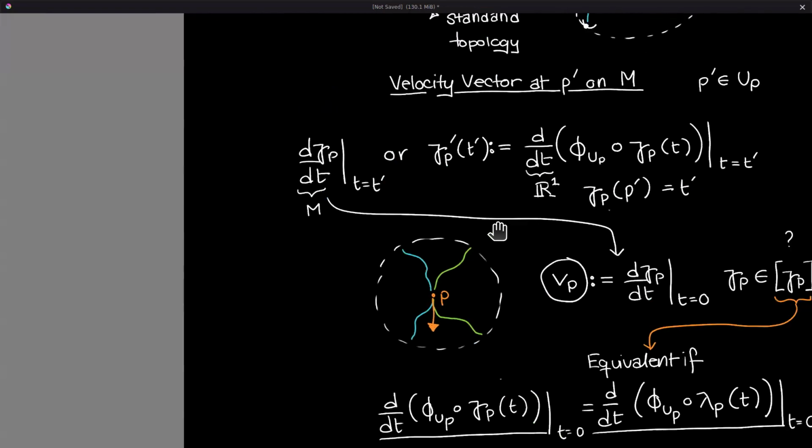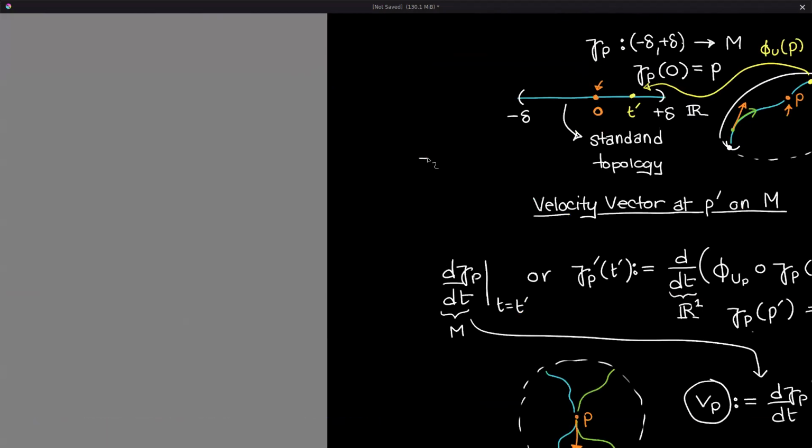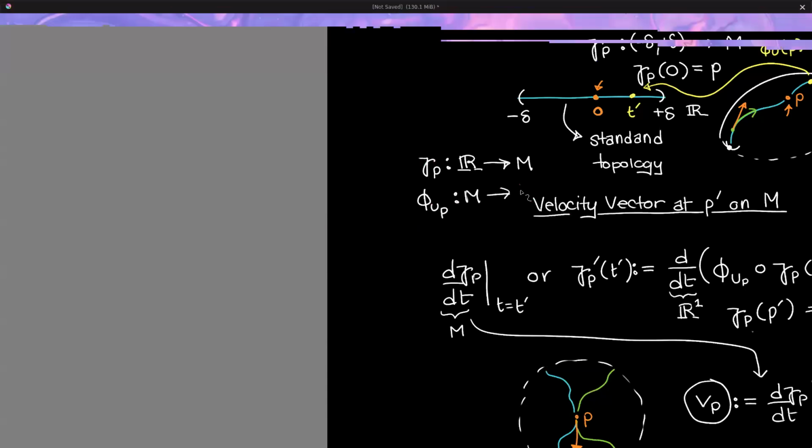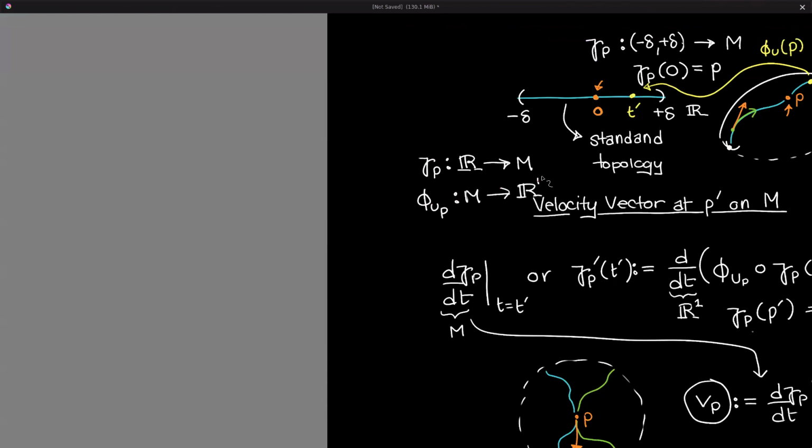Well, okay, let me spell out the types of these to make it simpler. So gamma p takes us from R, a subset of R, to M. And phi u p takes us from M to Rn. So the composition of these is a map that goes straight from R to Rn. I hope that answers your question.